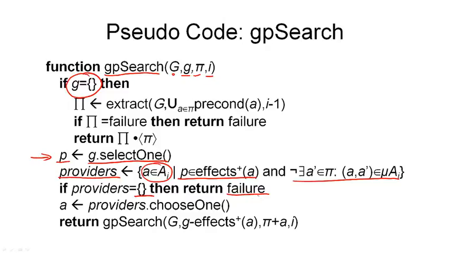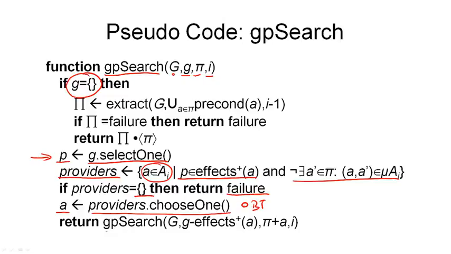But if we have one or more actions that can provide P, we need to choose one of them. And this is actually the choice point where our search branches. That means we may need to come back here later when we do backtracking and try out a different action to provide P. So this is our backtrack point.